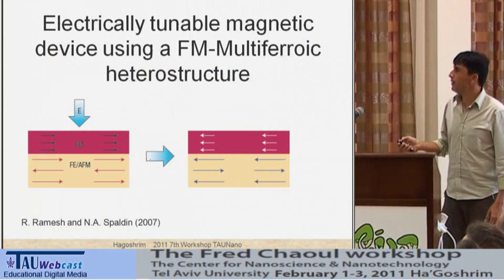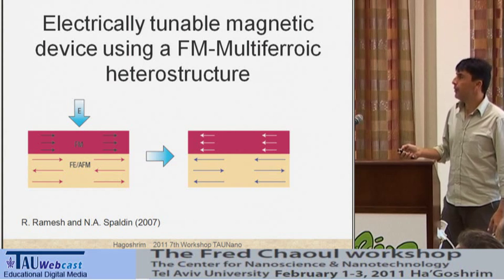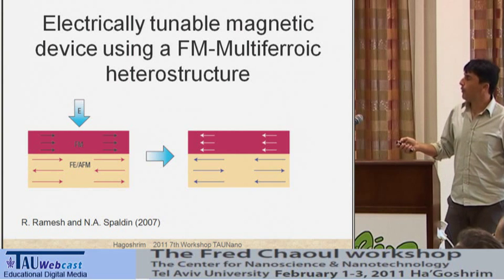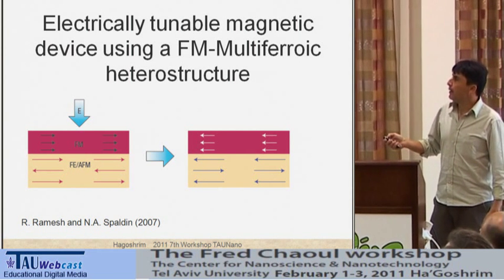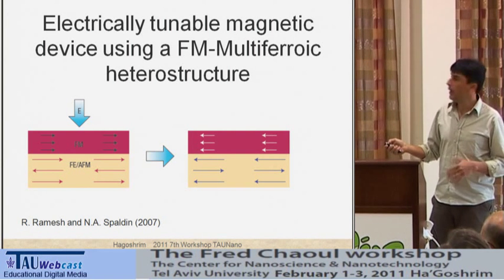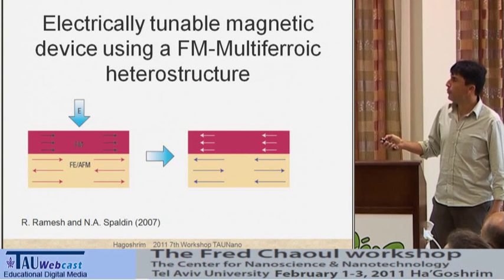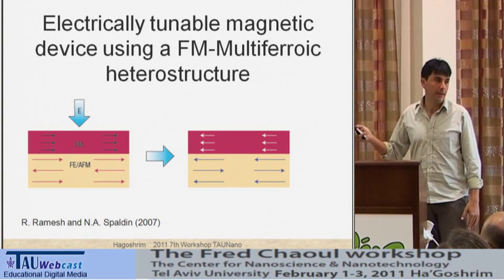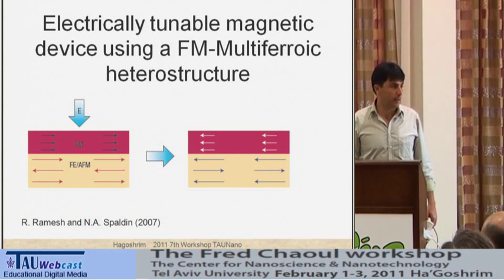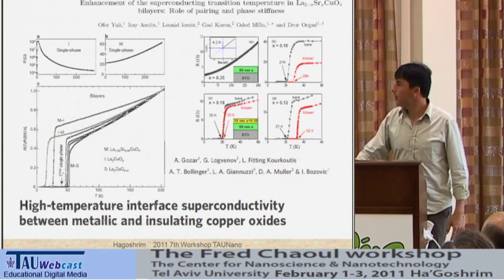And here is one example. This is just a theoretical example now. Let's say you take a ferroelectric and antiferromagnetic material, which is called multiferroic, and you grow a ferromagnetic material on top. If you apply an electric field, you can reverse the polarization of the antiferromagnetic system, and then via the exchange bias you can reverse the polarization of the ferromagnetic layer. This can be used, for example, for writing memories with electric field, which is nice because electric field is more concentrated than magnetic field.